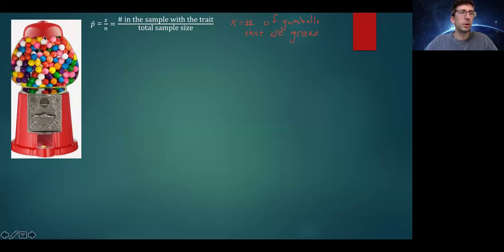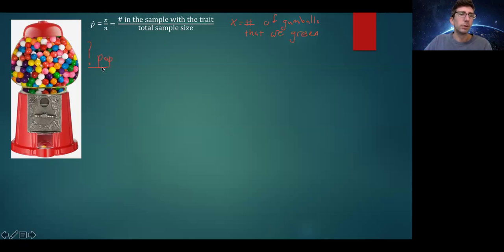So we obviously don't know the population proportion. We don't know the number of green gumballs in this machine. We might know the total number of gumballs in the machine, but we don't know how many are green, right? We want to try to estimate how many are green. So we don't know what the distribution of these gumballs looks like, but that's okay. So we're starting off with some unknown population.